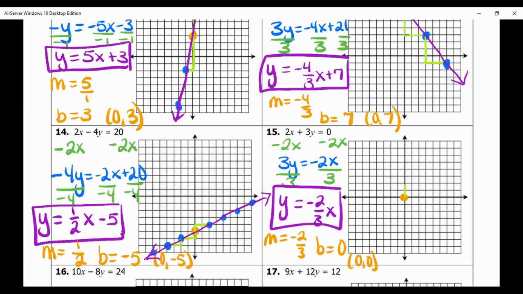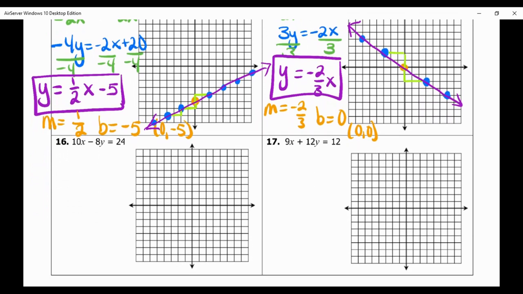So we can move up 2 units to the left 3 and make that point. Up 2 to the left 3. From the y-intercept, we can also move down 2 to the right 3. Down 2 to the right 3. Connect and extend with arrows.